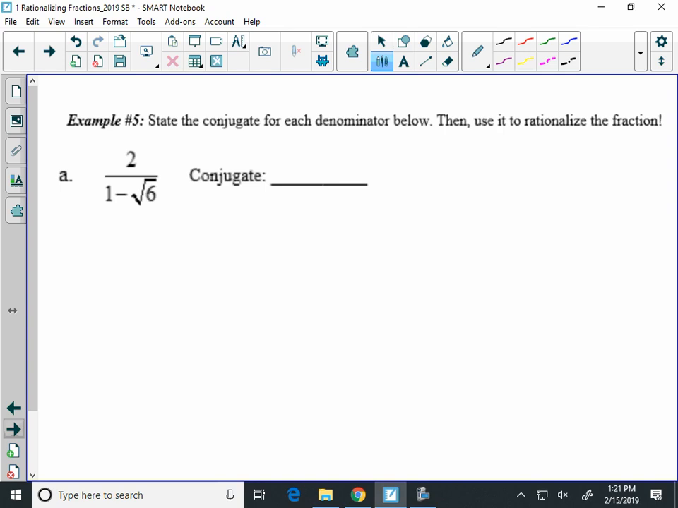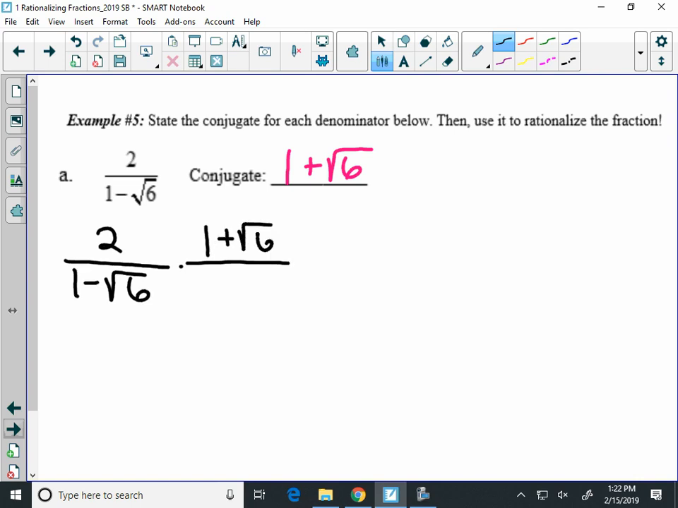Now in order to rationalize again, I need the conjugate. So what's going to be the conjugate of the denominator? 1 plus radical 6. Alright, so to rationalize here, you take the original fraction, 2 over 1 minus radical 6, and you multiply it by the conjugate over itself, which is a fancy 1. And you are going to very carefully multiply everything together. So what we get here, I'm going to take 2 times 1, which is 2, and 2 times radical 6.